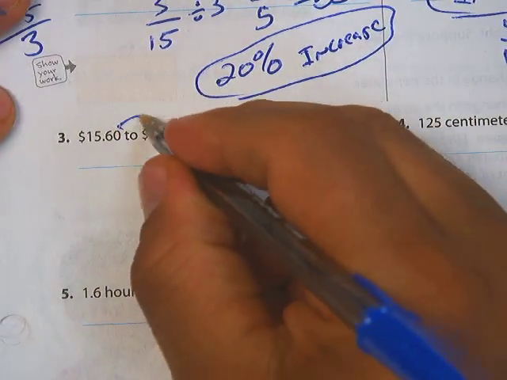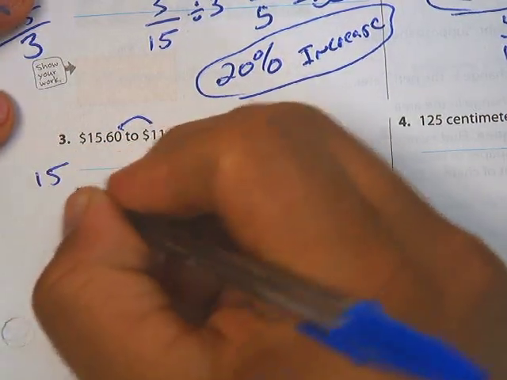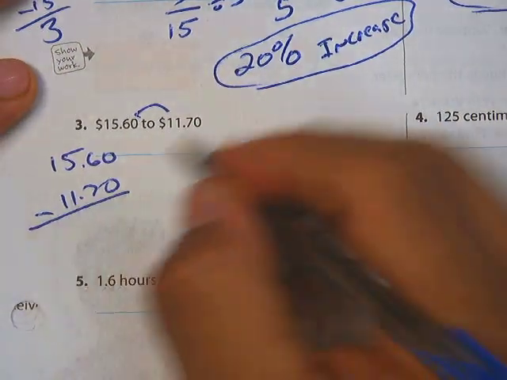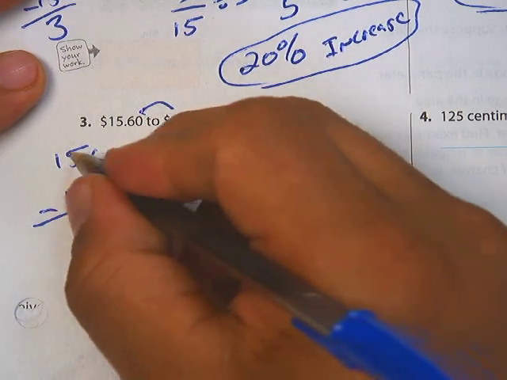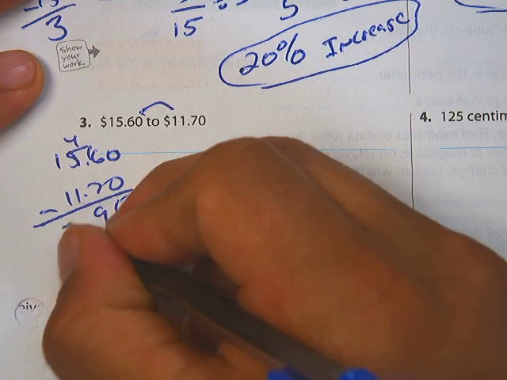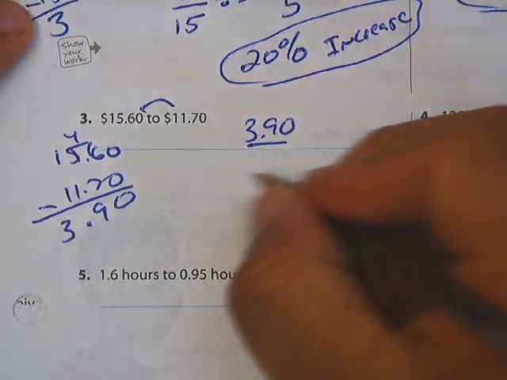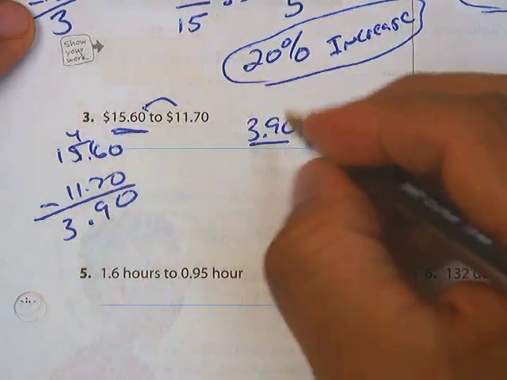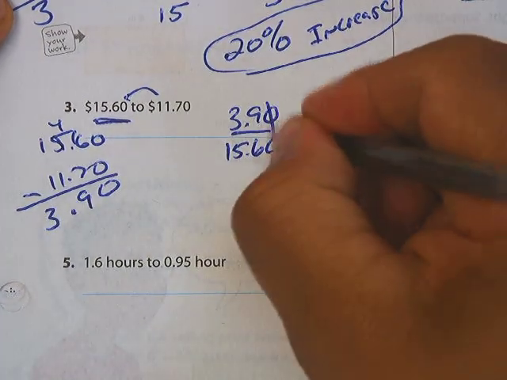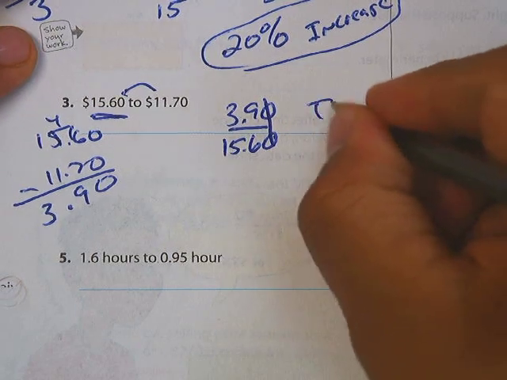Let's do this one. Number 3, from 1560 to 1170. Let's look at the change. If you don't know it mentally, you can do 1560 minus 1170. We subtract, we get 0. We have to regroup. So 16 minus 7 is 9. This becomes 3. So 390. So 390 goes on top over the original. We were here first, so we're going to put 1560.